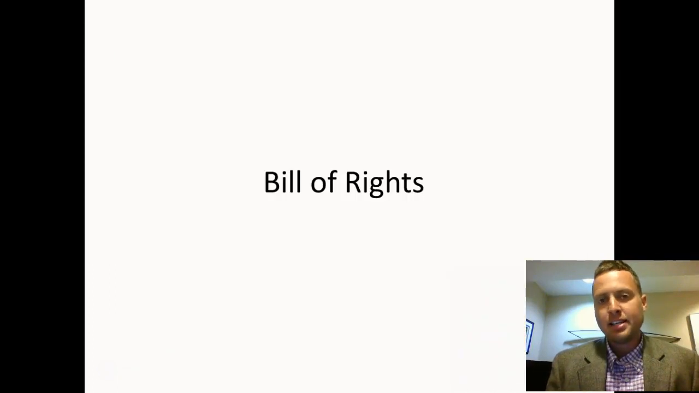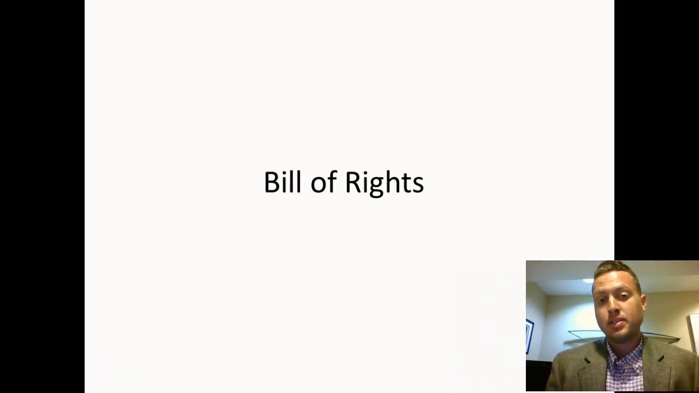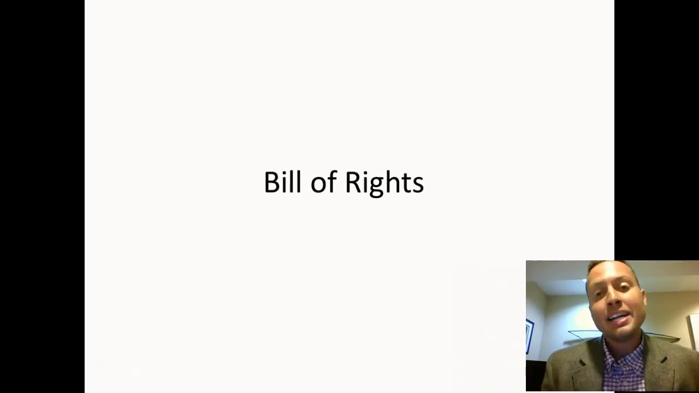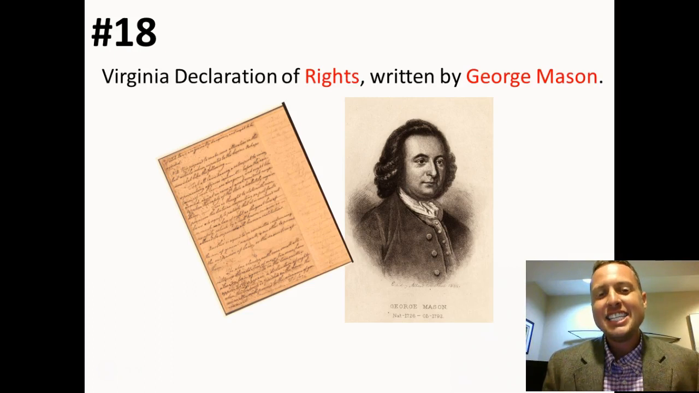All right, Bill of Rights I just talked about. Now, the author of the Bill of Rights, spoiler alert, was James Madison. But James Madison, much like Thomas Jefferson, did not write the Declaration of Independence all himself. He did not write the Bill of Rights all himself. He borrowed those ideas. One person who he borrowed the ideas from was this guy, George Mason, who wrote the Virginia Declaration of Rights.